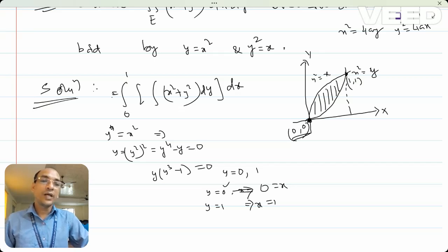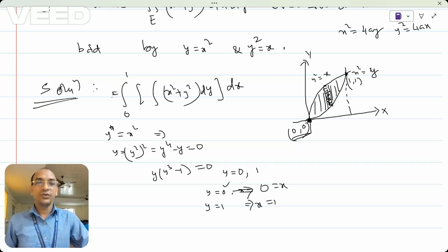And then y means from the bottom to top. So this is my y range, the limit of y. What is the lower limit of y? It means the down curve, the curve which is below. So what is the limit of y? y is equal to x square. So y equals x square.